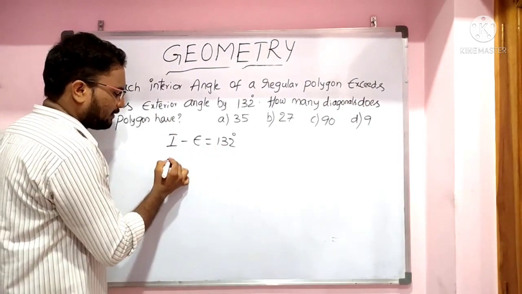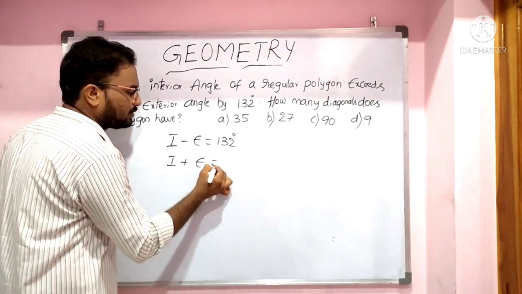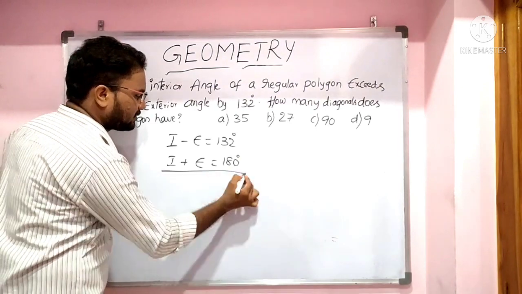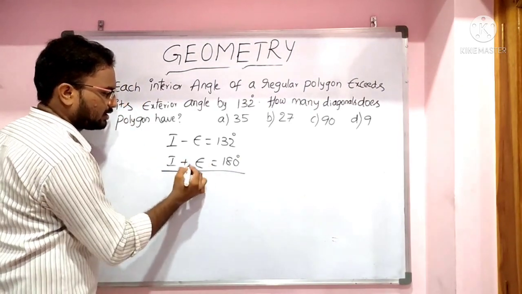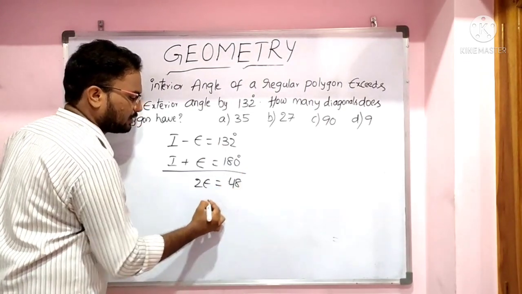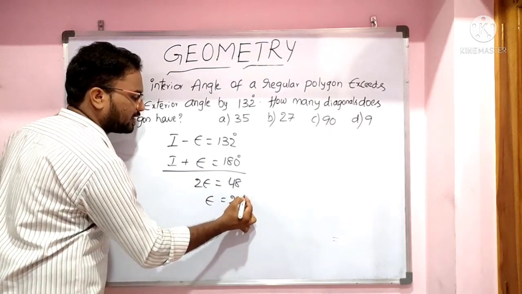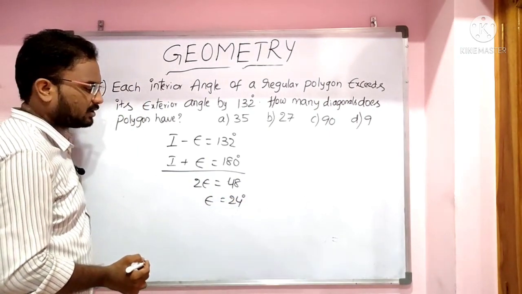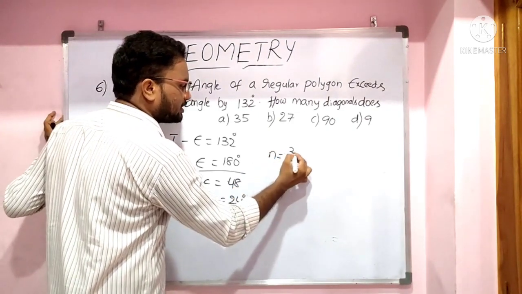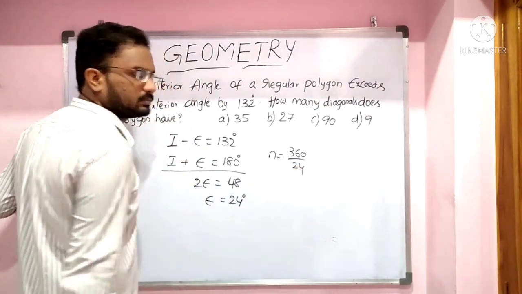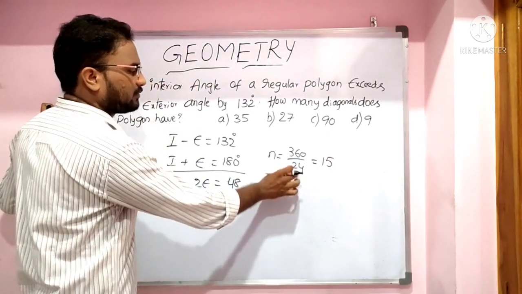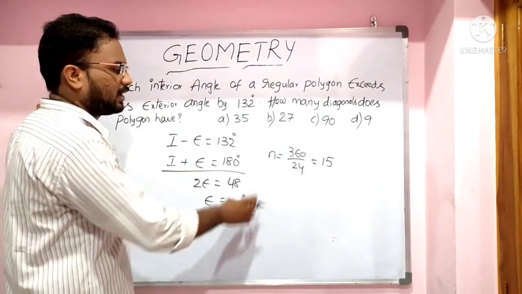And we have the sum of the interior angle and its corresponding exterior angle equal to 180 degrees. So if you subtract these two, I cancels, E plus E, 2E equal to 180 minus 132, 48. So the exterior angle will be 24 degrees. If the exterior angle equals 24 degrees, then the number of sides will be 360 by 24. 24 15 times is 360. So n equal to 15.